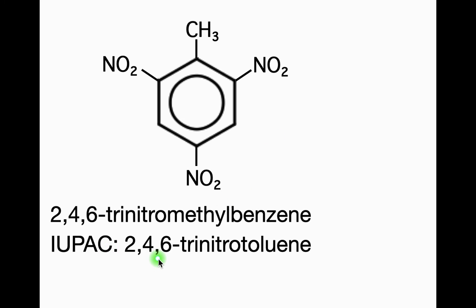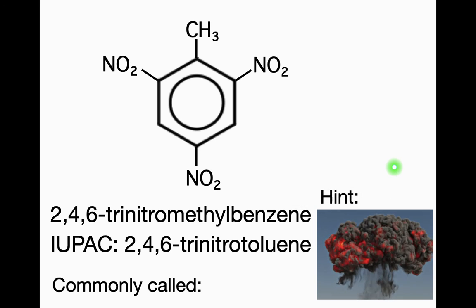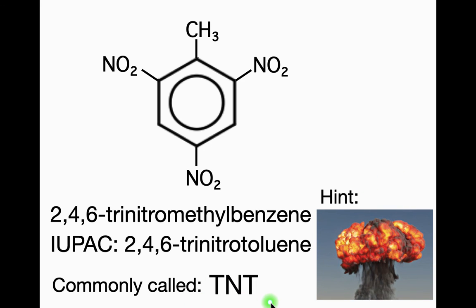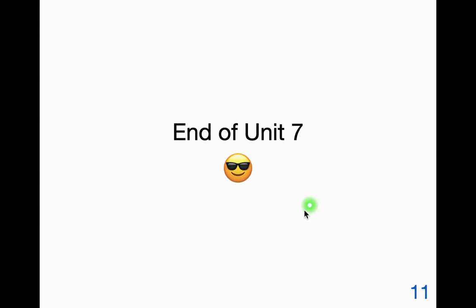The IUPAC preferred name is 2,4,6-trinitrotoluene. However, it has a much more common name that you probably have heard of. And here's a big hint. It is TNT, which stands for trinitrotoluene. Okay, that is it. That is the end of notes, the end of this unit.